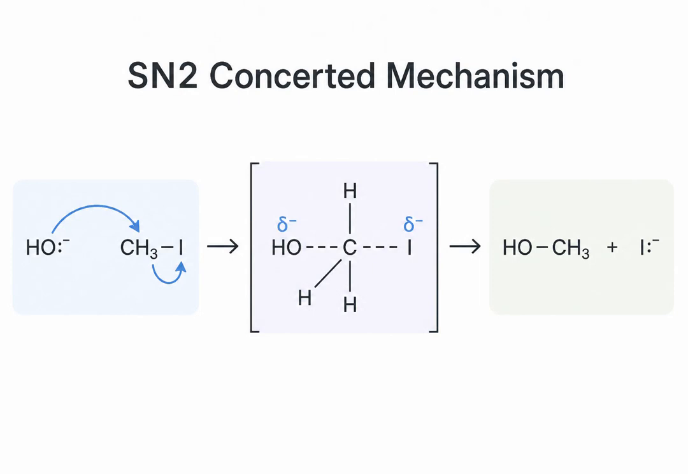The defining feature of the SN2 mechanism is that it is concerted. This means the reaction takes place in a single, continuous step. As the nucleophile donates its 2 electrons to attack the carbon, the bond to the leaving group must simultaneously break. This is because carbon can only accommodate a maximum of 8 valence electrons. The transition state, shown in the brackets, represents the exact moment where the new carbon-oxygen bond is half formed and the old carbon-iodine bond is half broken.